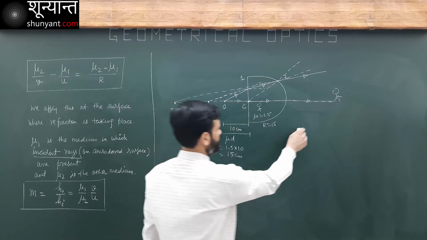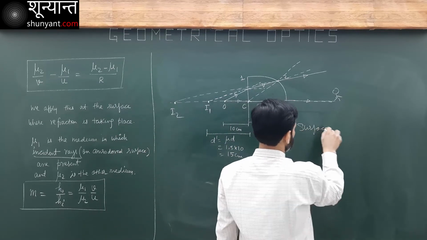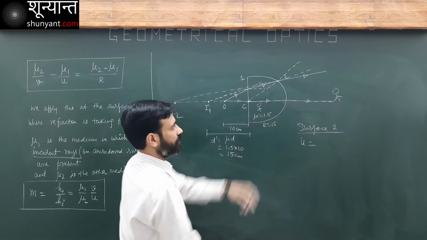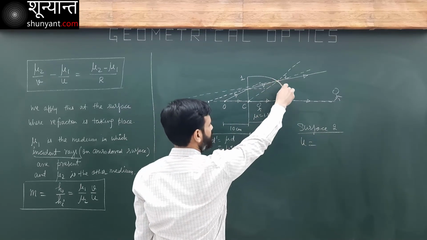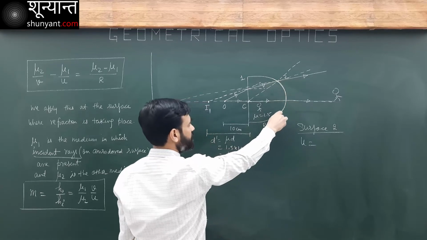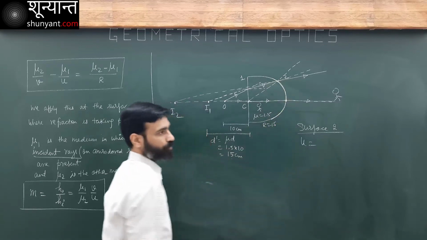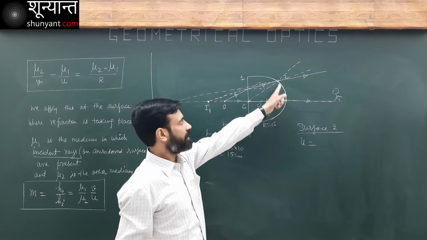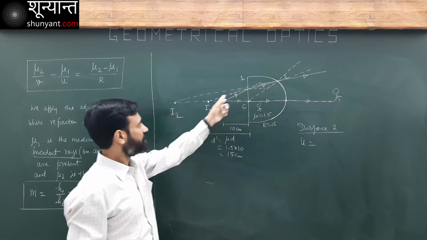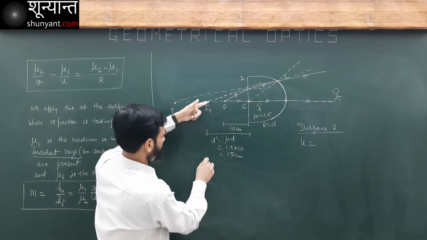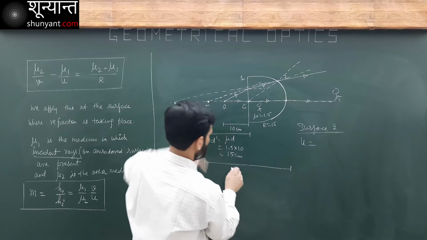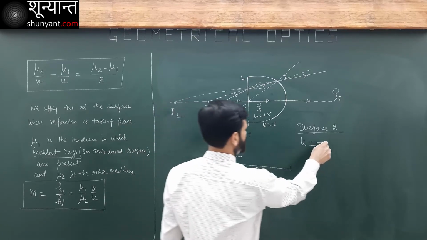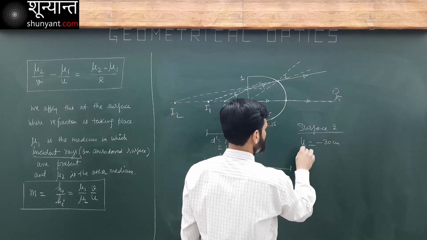Now at surface 2, what is u for this surface? I am looking at refraction from this surface, so I will measure all the distances from this point. This is my image. For this surface, the light ray appears to be coming from this point, so this becomes my object distance. It is going to be 15 plus 15, which is 30 centimeter. It becomes minus 30.